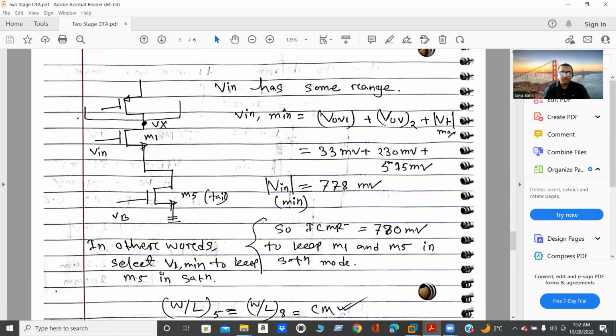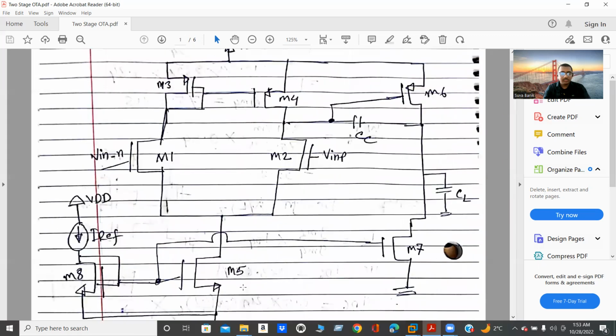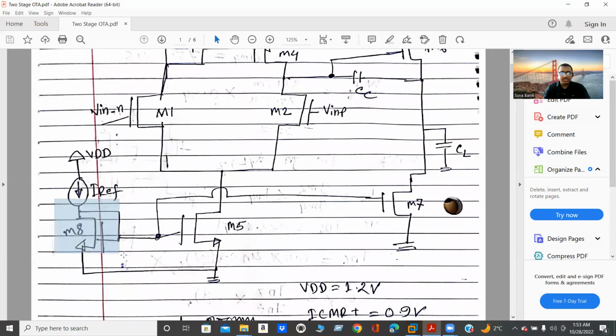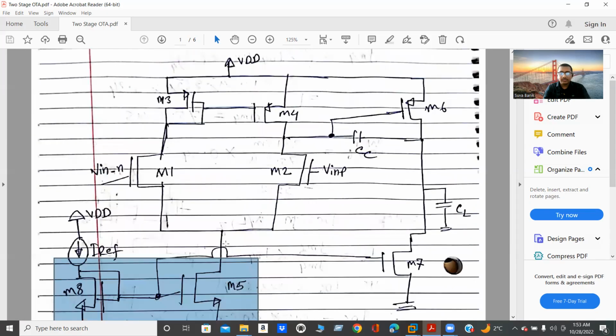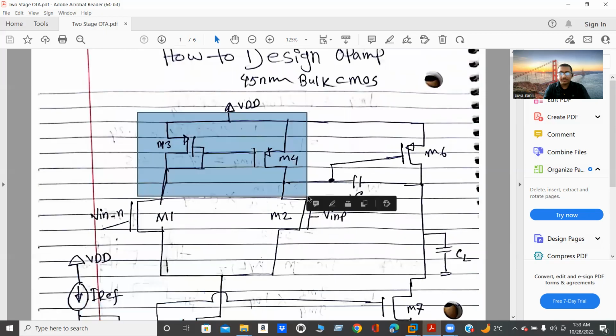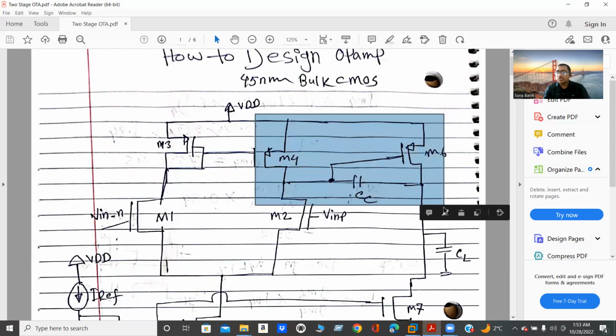5.8 because the WYL ratio of this M5 transistor as well as the WYL ratio of this M8 transistor should be same, because you can see this is a simple current meter like this. For your kind information, this M4 and M6 is also in current mode configuration.